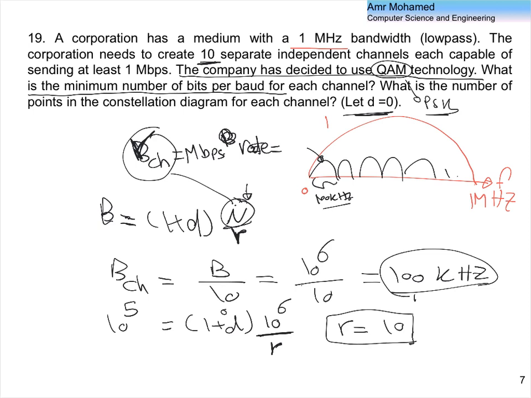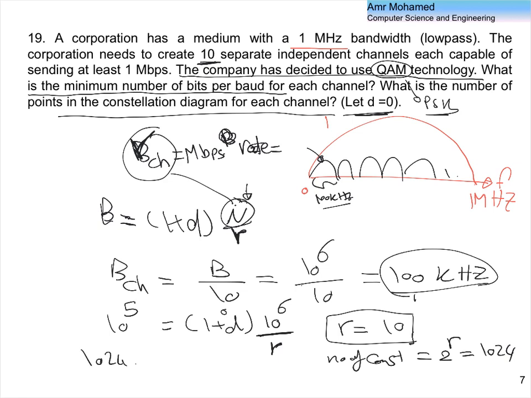So we need to represent each 10 bits as one symbol. Okay? So the other part of the question here: what is the number of constellation points in the constellation diagram? The number of constellation points equals 2 to the power r, which is 1024, which means that we need 1024 QAM in order to get a bit rate of 1 megabit per second for each of the 10 channels, okay?